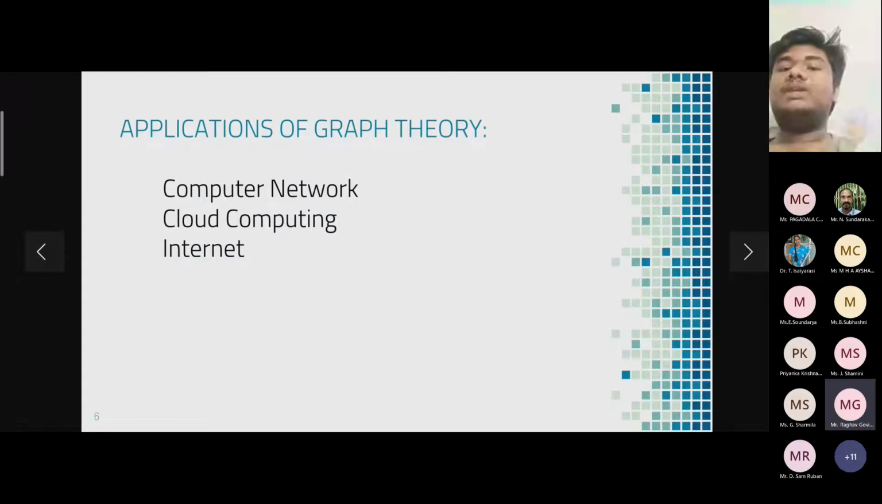Now, what are the applications of graph theory? There are a number of applications related to our day-to-day life. These three are important applications nowadays. First is the computer network, and next are cloud computing and the internet.